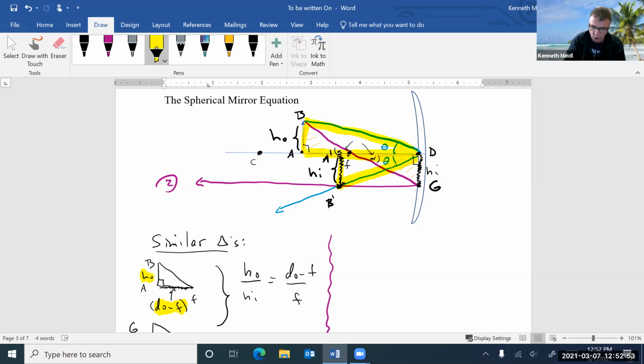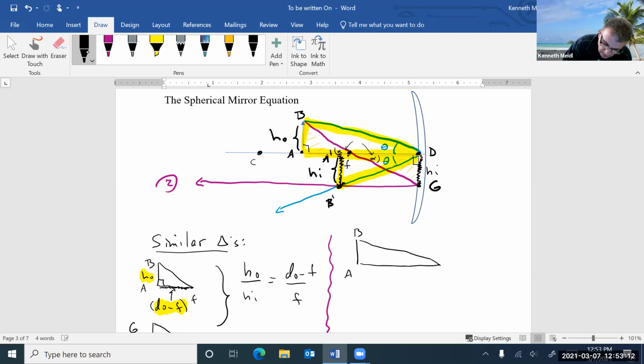So those two are similar to each other because they both have right angles in them. So let me draw these out again a little bit here. We've got point A, we've got point B, and then we come down here. We have a right angle, and we have this angle theta in it. This is the distance that the object happens to be, and here's the height of the object.